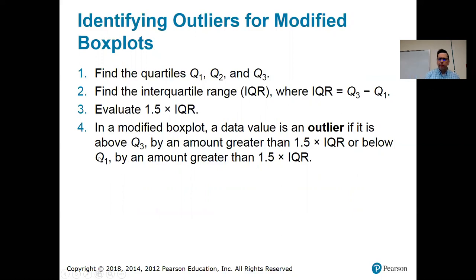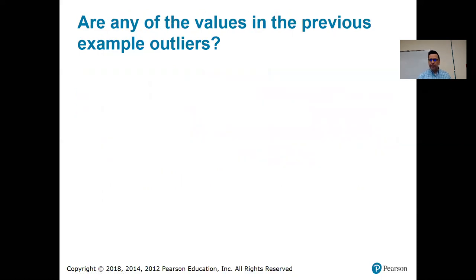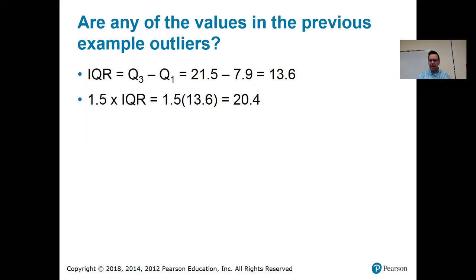Okay. So let's see. Are any of the values in the previous example outliers? I think I might have added this slide. That was a long time ago, I barely remember. So the interquartile range is 21.5 minus 7.9, which comes out to 13.6. You calculate 1.5 times that, it comes out to 20.4.